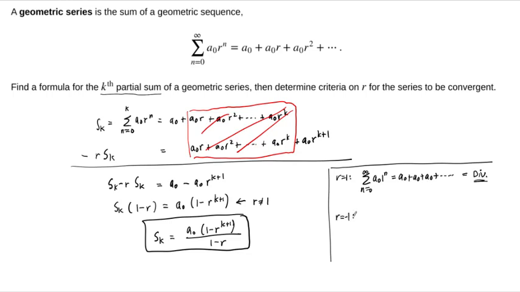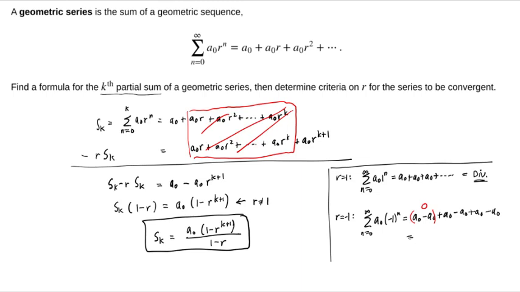If r equals minus 1, what happens? Now our geometric series is going to look like a naught times negative 1 to the n, and this is going to look like a naught, minus a naught, plus a naught, minus a naught, etc. Plus, minus, it's going to keep alternating back and forth. But the problem is that if you take, say, 2 of these, add them up, you get 0, right? Add up the next one, you get a naught, etc.